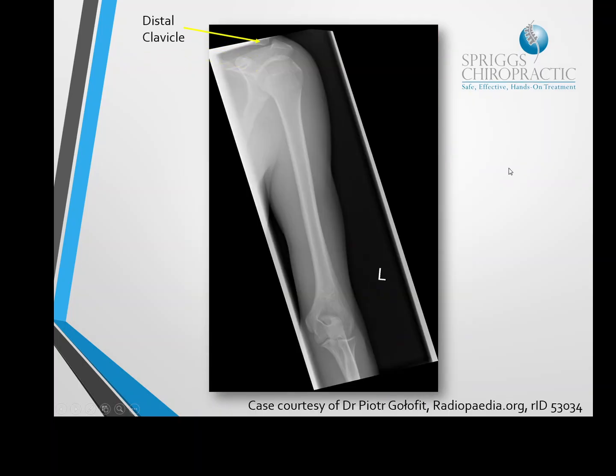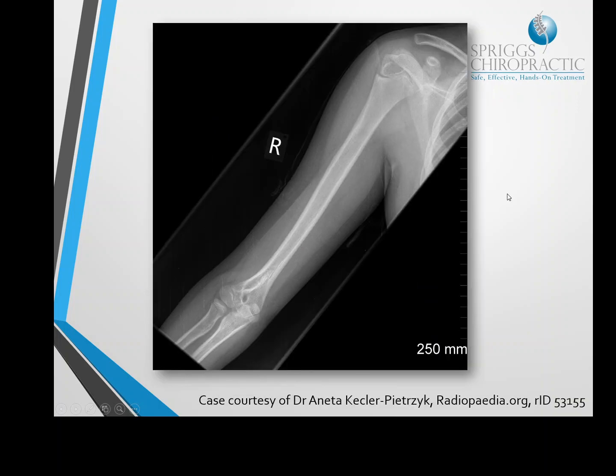Just labelling the anatomy, you can see the distal clavicle and the AC joint, the acromioclavicular joint, just there. So of course we've got the acromion, we've got the scapula and the radial head. You can also see the entire shaft of the humerus and of course the elbow joint at the far end.